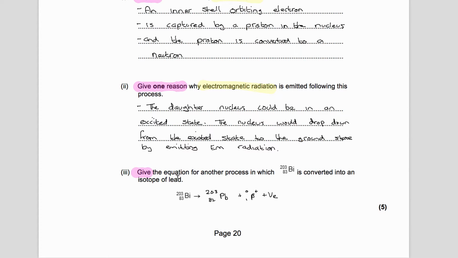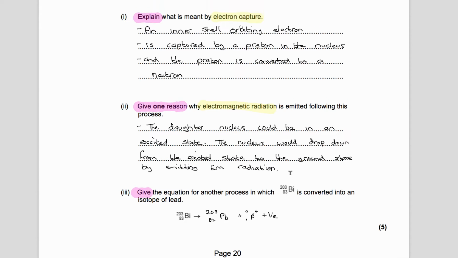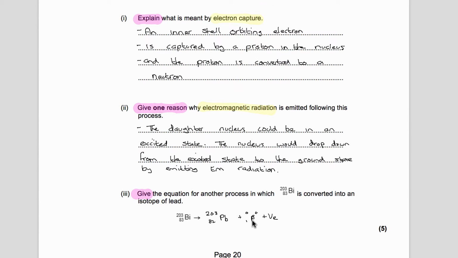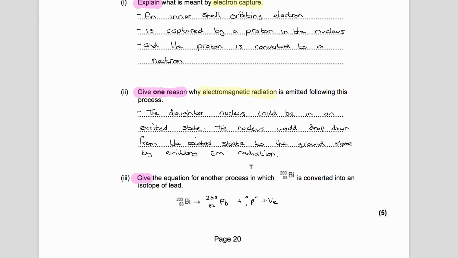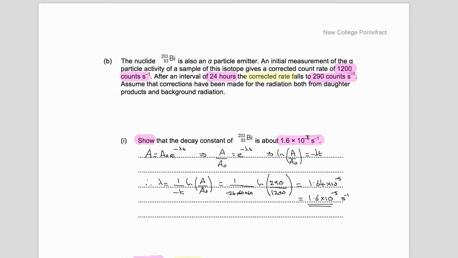We're then asked to simply write down another equation where this thing could also be converted into lead. Well, beta plus decay is basically a very, very similar thing to electron capture. So what happens here is that this decays into lead. It emits a beta plus particle or a positron, and also an electron neutrino. And if you write basically all 3 of these down correctly, you get a mark. So they're your 5 marks for the first part of that question.